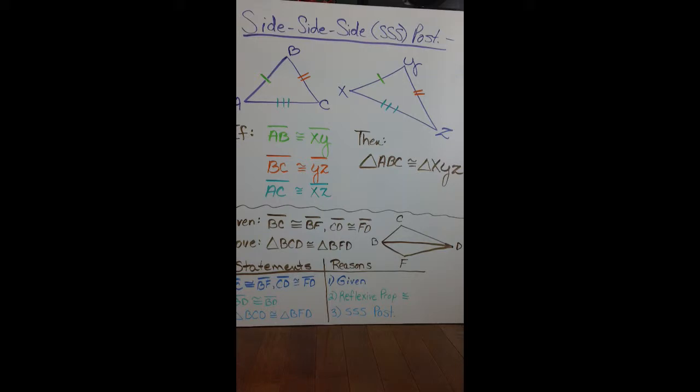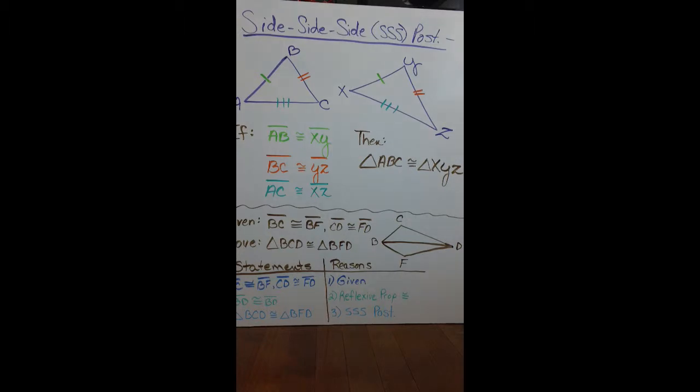So as you can see, if segment AB, or side AB, is congruent to side XY, and side BC is congruent to side YZ, and side AC is congruent to side XZ, then triangle ABC is congruent to triangle XYZ. Now, all that means is that if the three sides of one triangle are congruent to the three sides of another triangle, then we have two congruent triangles. That's all that means. So let's look at our example here.